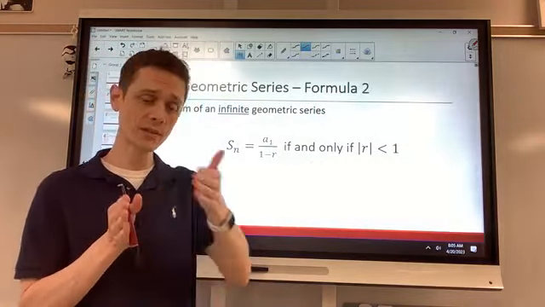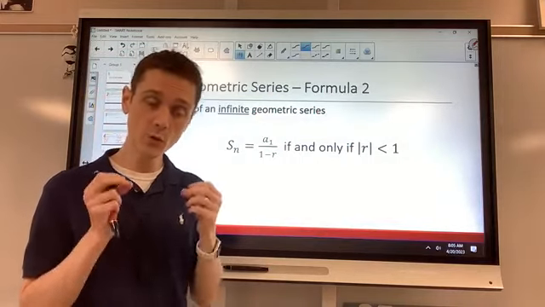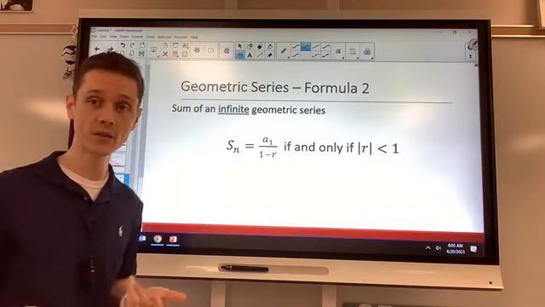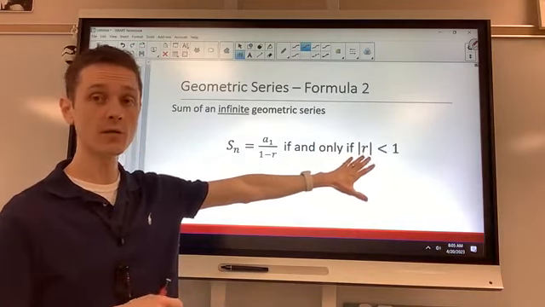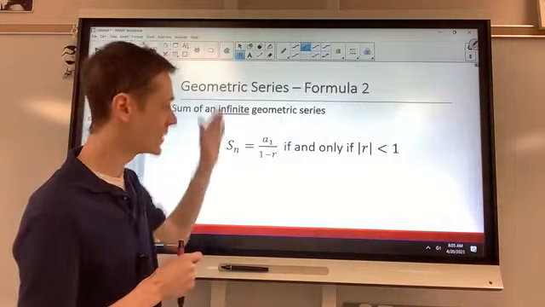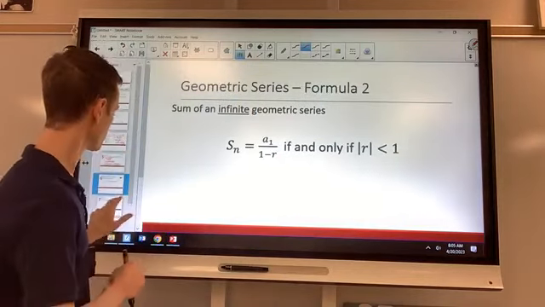And eventually what happens is the terms get so small that they're so close to 0, they're not really adding anything to your sum anymore. That's kind of the idea behind this. So make sure you check this first. Is the absolute value of r less than 1? If it is, then you can plug into this formula, and it usually goes pretty quickly.